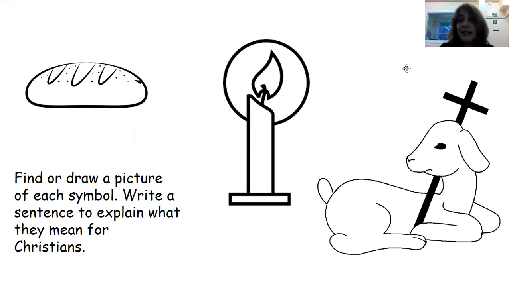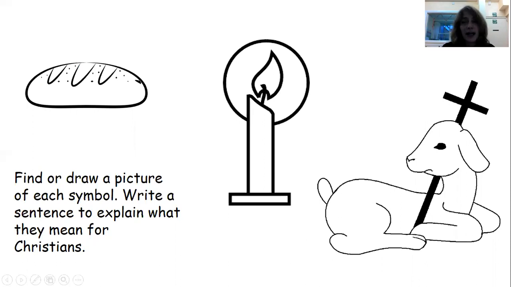So let's just recap quickly. Candles represent the light of God, and Jesus being the light of the world. The bread for many Christians represents Jesus's body and the sacrifice he made. And the lamb can represent, again, the sacrifice that Jesus made. It can also represent Jesus being a good shepherd and looking after everybody and saving people.